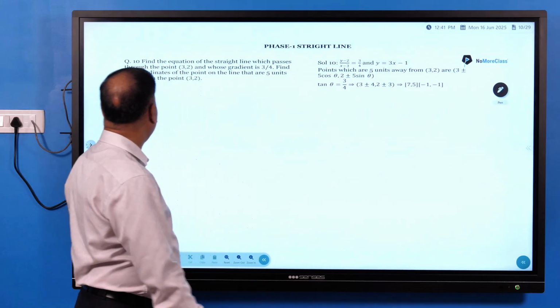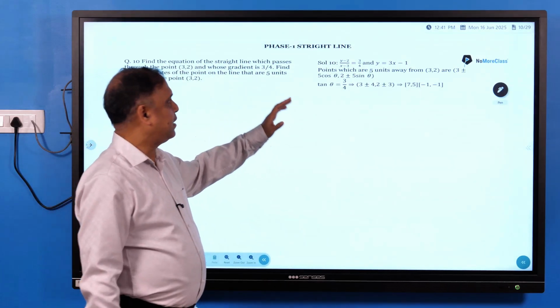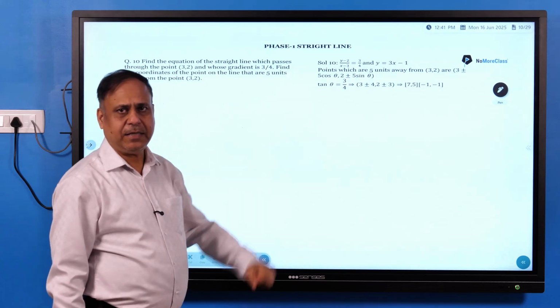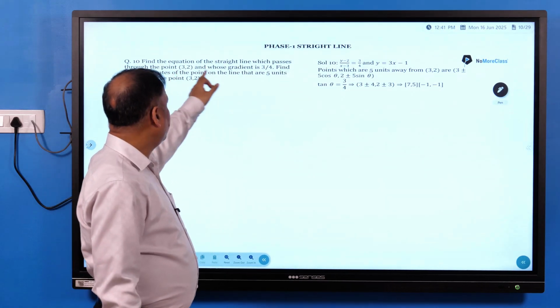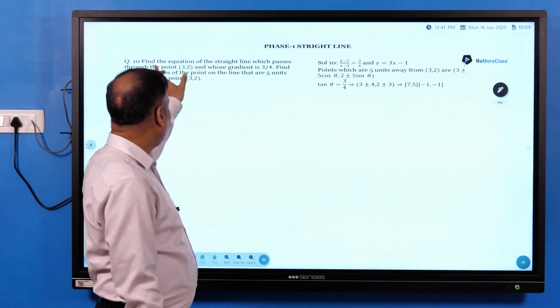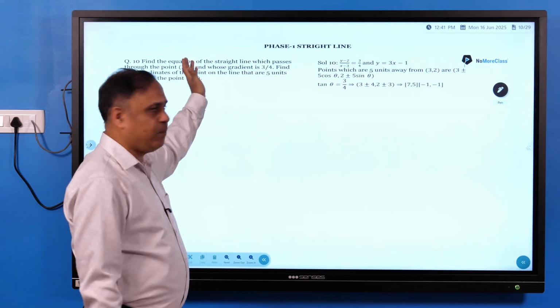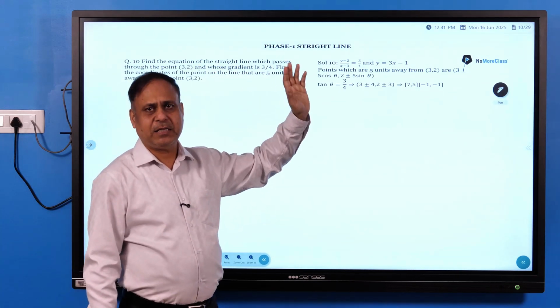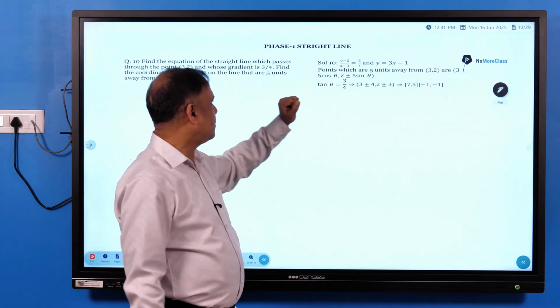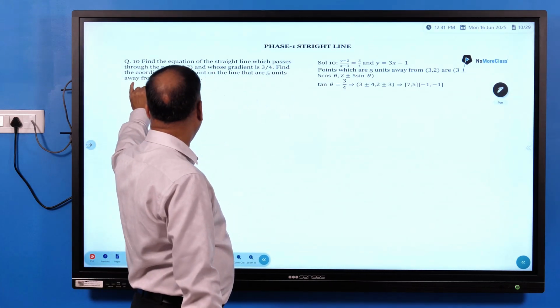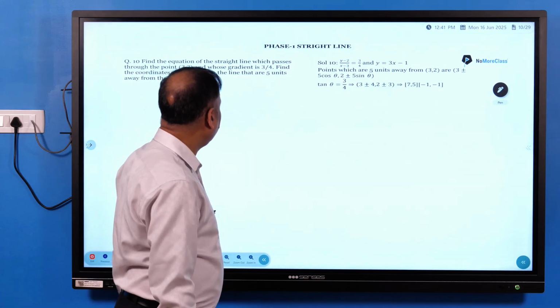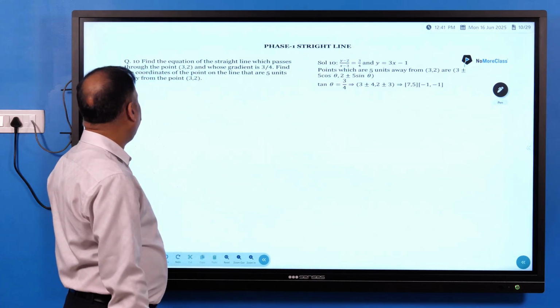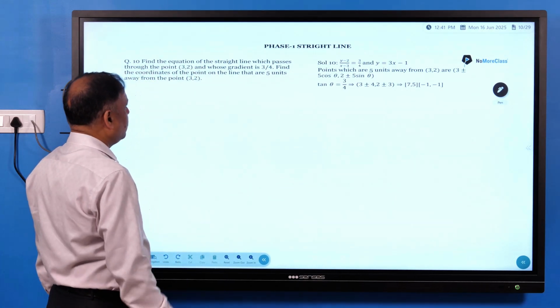So now come to question number 10, phase 1, exercise 1, straight line, mathematics. Find the equation of the line which passes through the point and whose gradient, slope, is given. Point is given, very simple form, y minus y1 is equal to m into x minus x1. Now the next part is find the coordinates of the points on the line that are 5 units away from the point. So two parts are there.